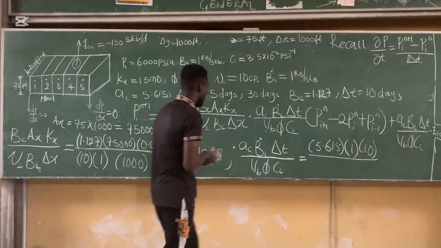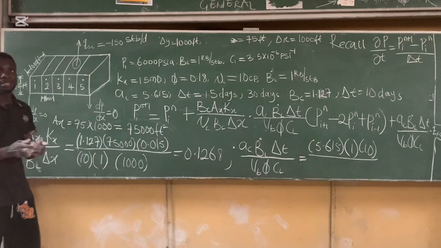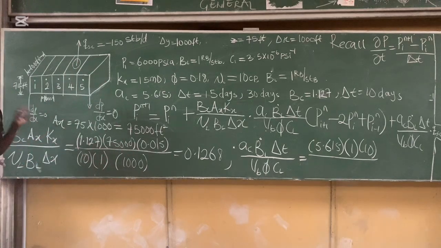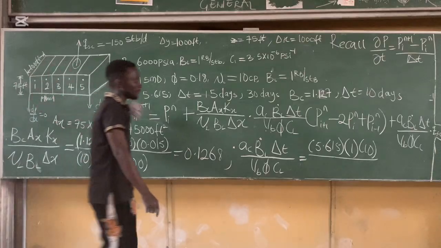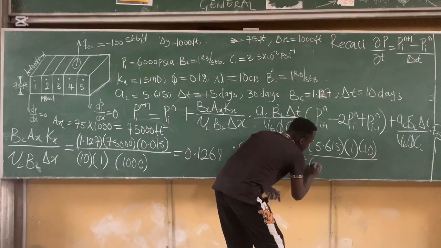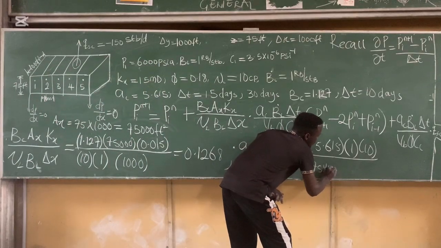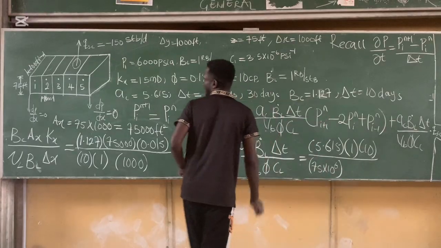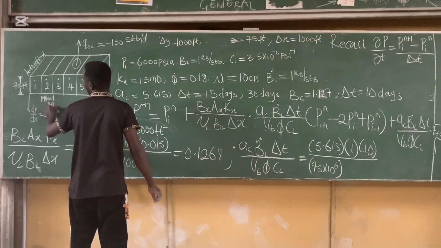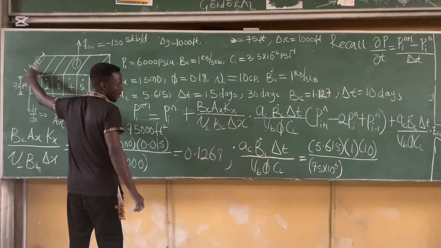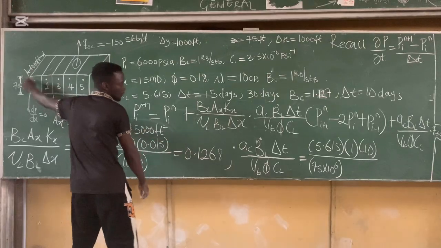Now, VB is not given. VB is the volume of this block. How do you get the volume of this block? It's very easy. To get your VB becomes 1000 times 75 times 1000. If that is the case, our VB will be 75 times 10 raised to the power of 6, which is 75 times 1000 times 1000, our volume of block. So it becomes 75 times 10 raised to the power 6.